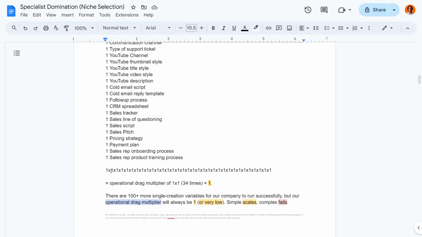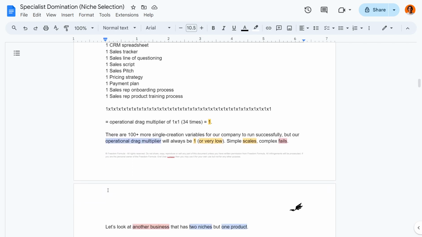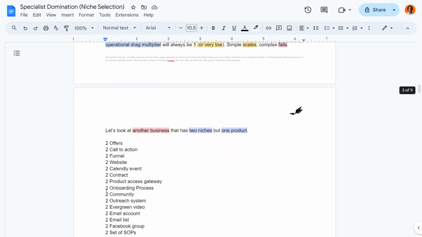Right? So when you combine them all together, still the operational drag multiplier is just one, right? There are 100 more single creation variables in our company that are required to run it successfully, but our operational drag multiplier will always be either one or very low. And this is where it comes to this point where simple scales and complex fails. That is one thing which you need to keep in mind, right?